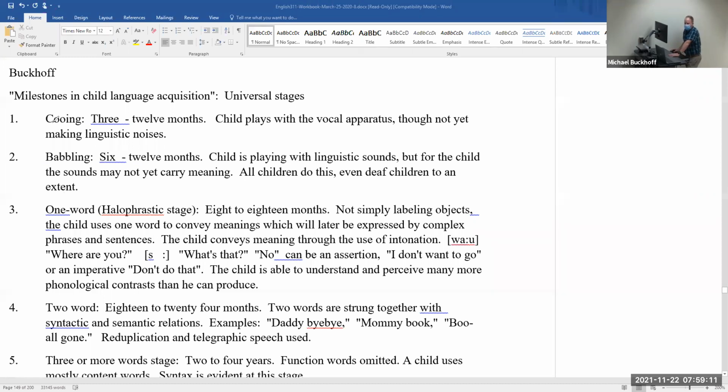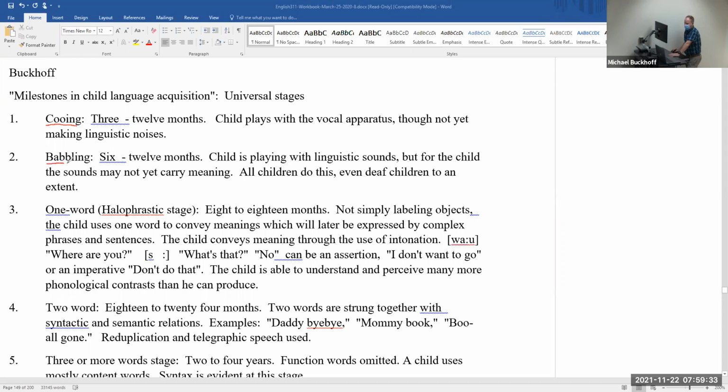Okay, here's what we call the milestones. The first one is cooing. This is 3 to 12 months. The child plays with the vocal apparatus, though not yet making linguistic noises. You definitely hear the child making noise, but not necessarily sounds or words.